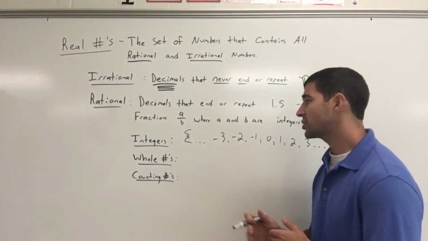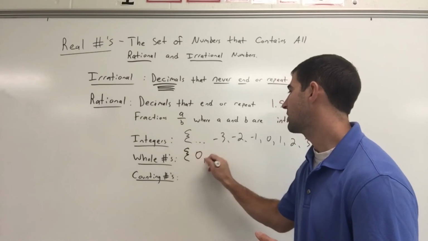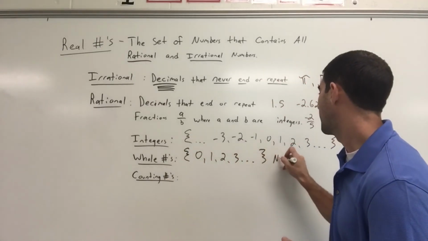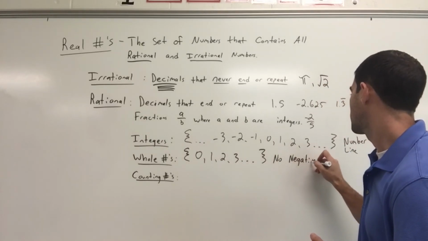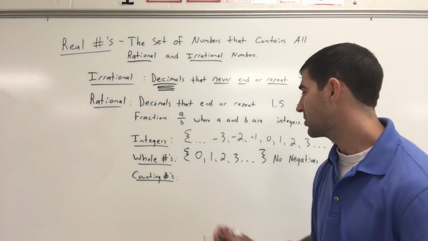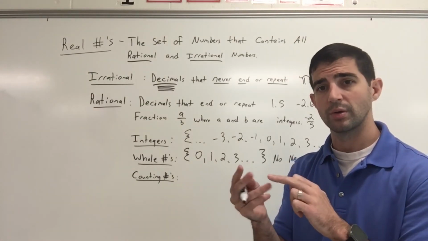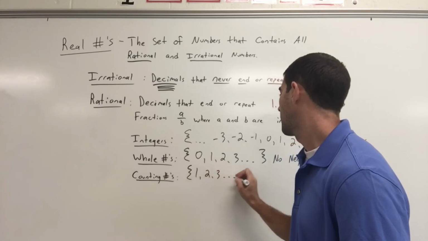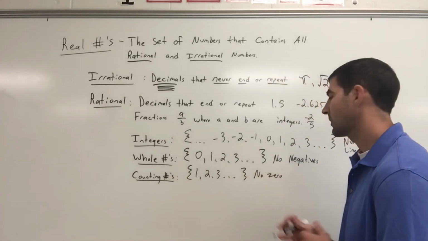Our whole numbers don't have any negatives. So we start with 0 and go forever. And then our counting numbers, also called natural numbers, are just the way we count when we first learn how to count: 1, 2, 3. In this case, no 0.